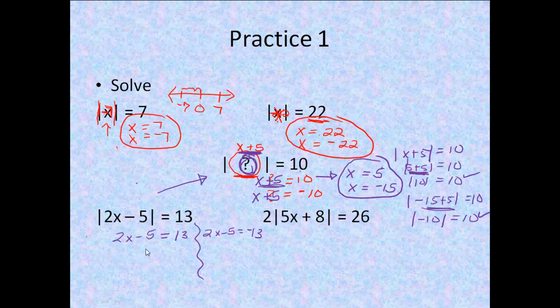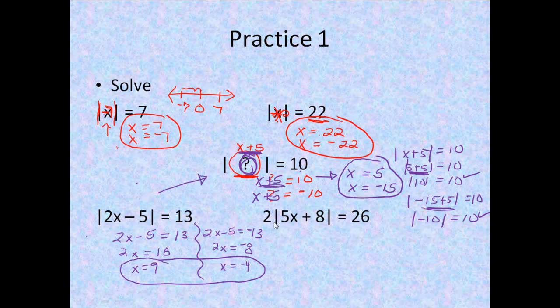So on the left side here I have to add 5 to both sides, and then I need to divide by 2, so I get x equals 9 for one of my answers. On the right side I need to add 5 and then divide by 2, and there I've got my two answers. So it could be 9 or it could be negative 4.